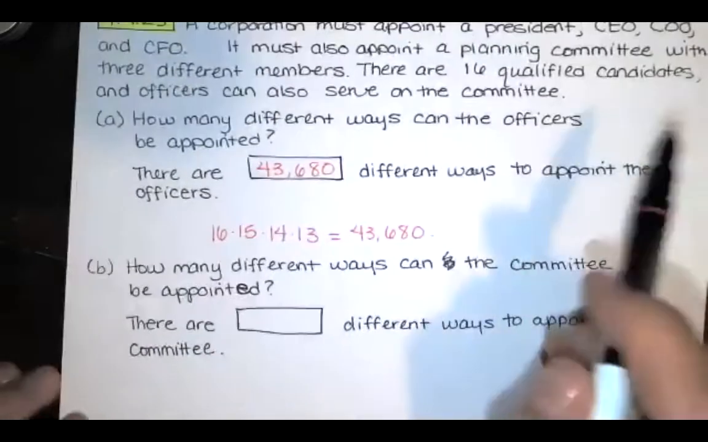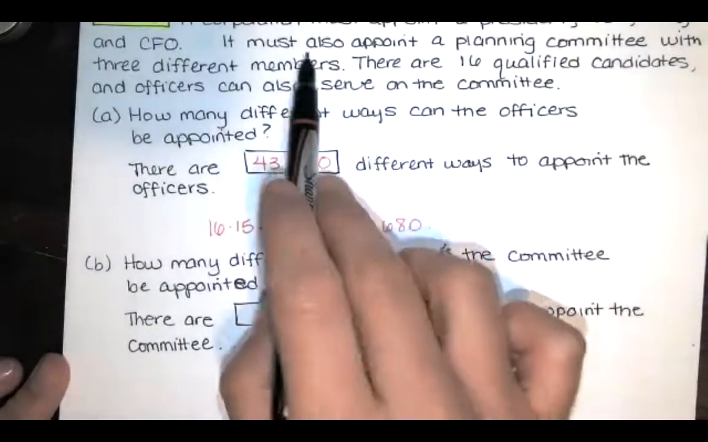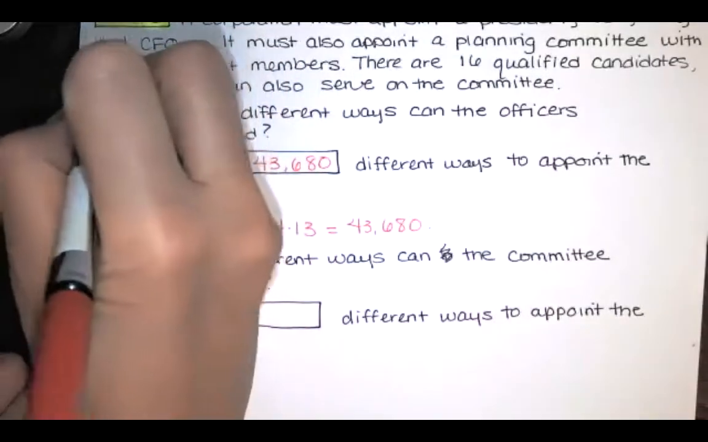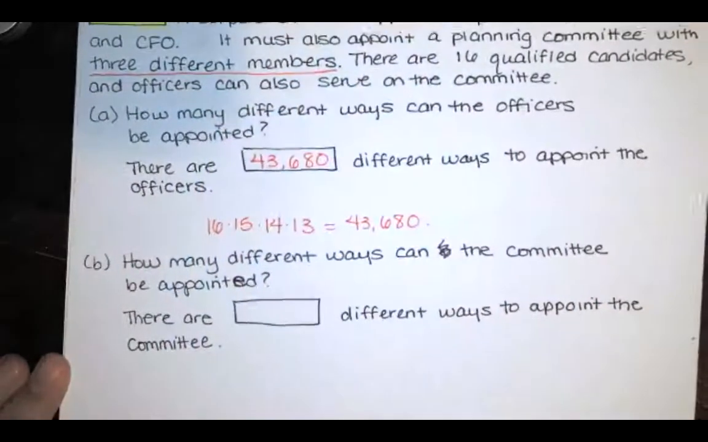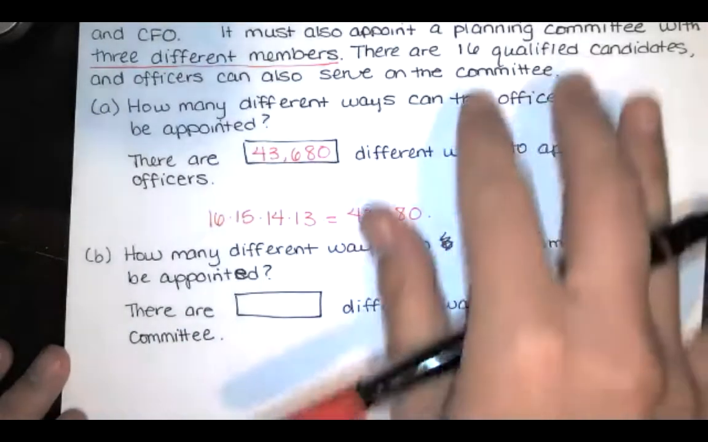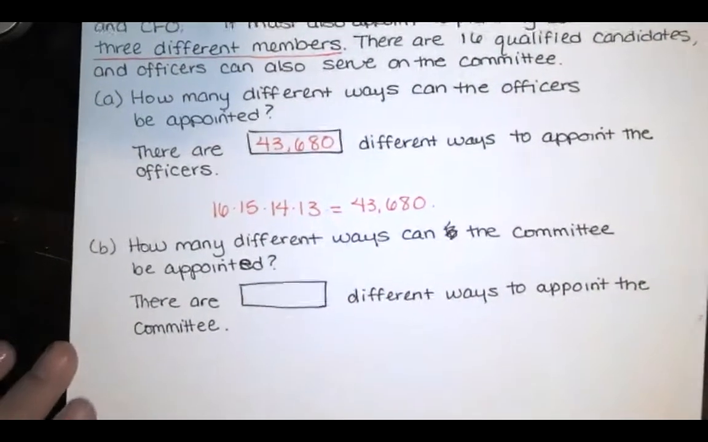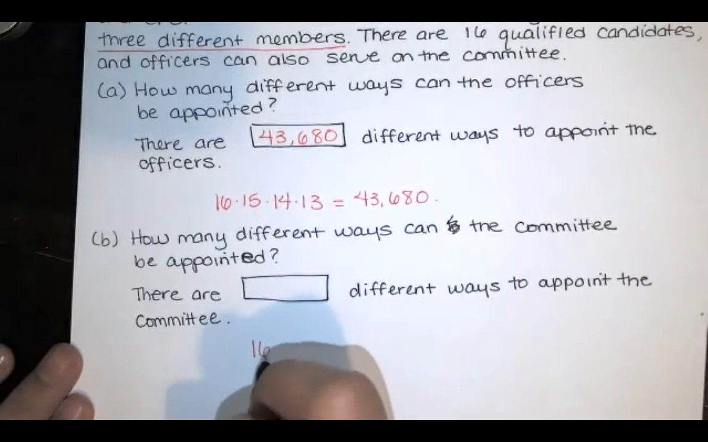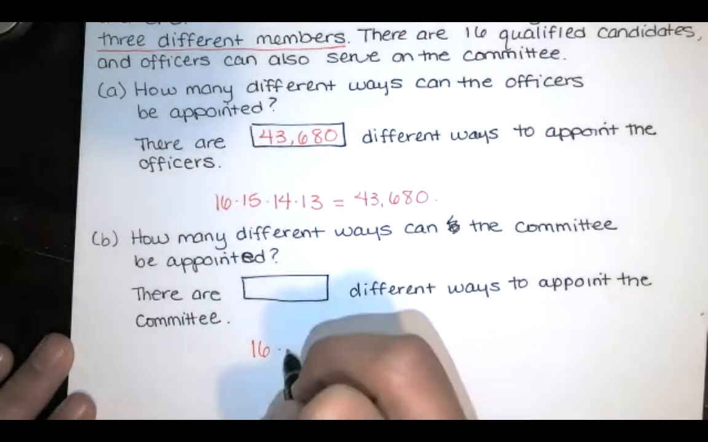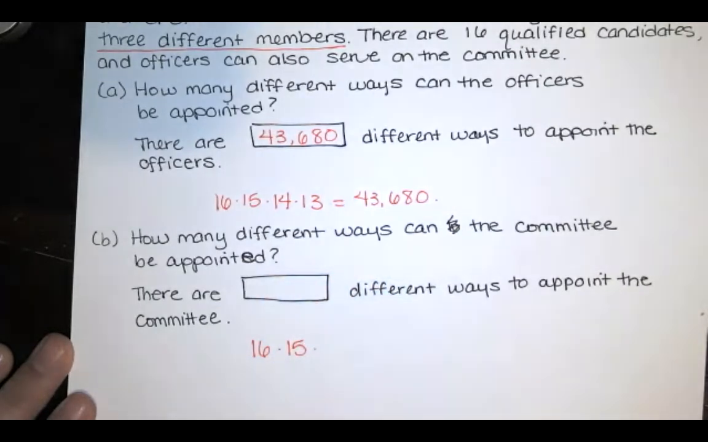Well, we've got 16 qualified candidates and we are appointing a planning committee that has 3 different members on that planning committee. Well, let's think about it. If there are 16 qualified candidates, I've got 16 options for the first member of the committee. I've got 15 options for the second member of the committee. And I've got 14 options for the third member of the committee.